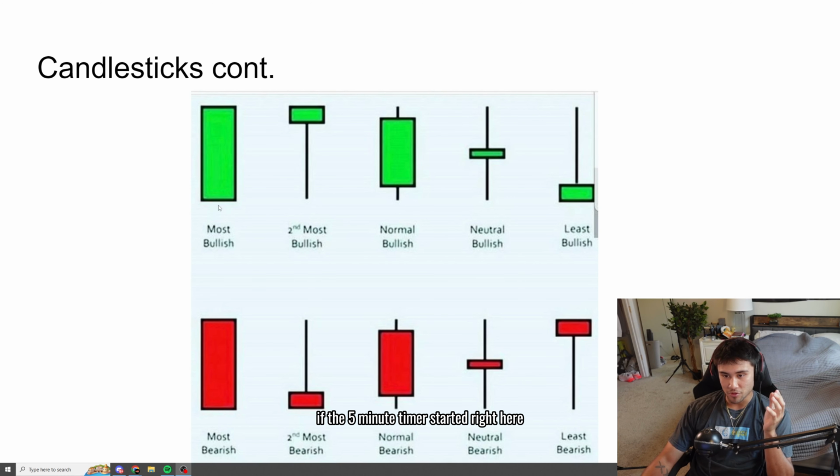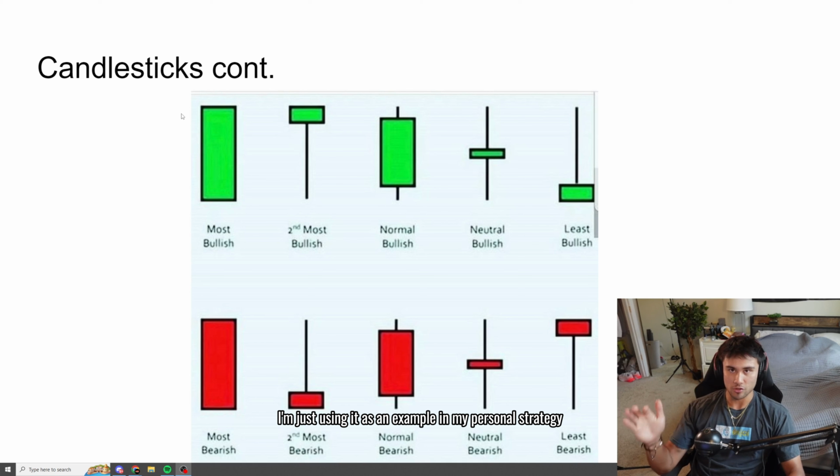When you can see there are no wicks at the top or the bottom of them. If the 5 minute timer started right here, price literally only moved up in that span of 5 minutes, and when the 5 minute timer was up, it was literally the highest that it had been in that span of 5 minutes, or whatever time frame you're on. I know I keep saying that. I just really don't want anyone to get confused on why I keep saying 5 minutes. I'm just using it as an example.